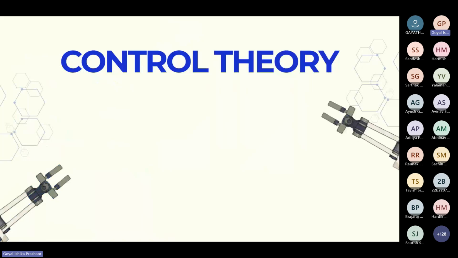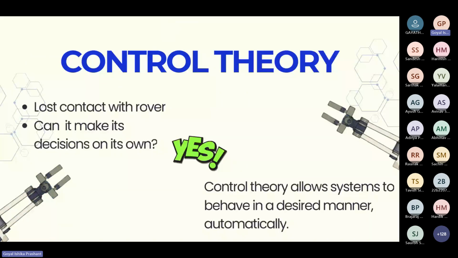So, as we know, we've lost contact with the rover. We need to be able to trust it to make all of its decisions on its own. But can it really do that? The answer to that question is yes, it can, thanks to control theory. So, what control theory does is basically allow any robotic system to behave in the manner that we want it to, but automatically.